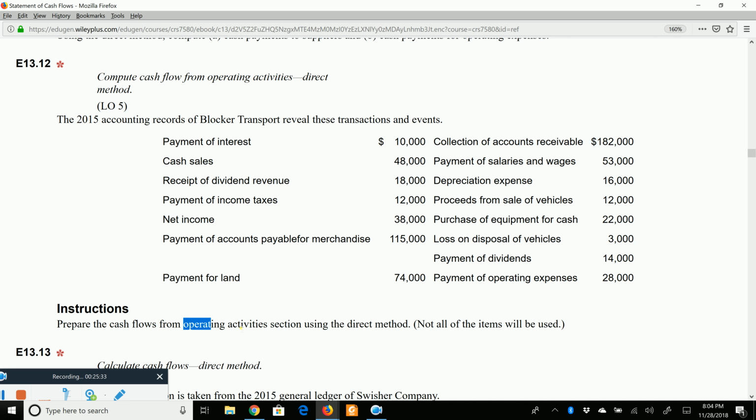Now remember what operating items are. Operating activities are anything dealing with current operations. So we're talking about current assets, current liabilities, current income statement activity, if you will. We're not talking about long-term assets and long-term liabilities and equity transactions. So, as an example, payment of interest. That's a current operating activity, and that would be a cash outflow.